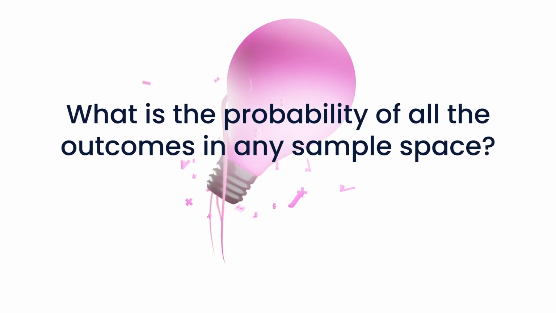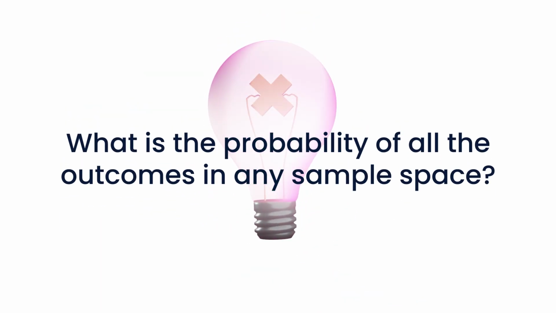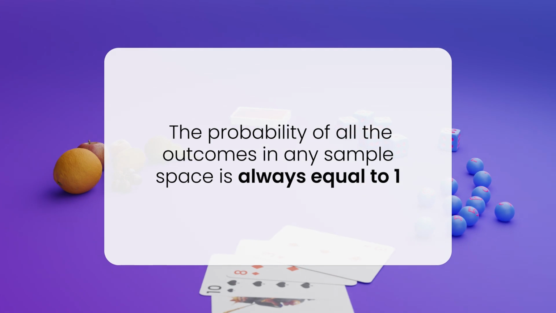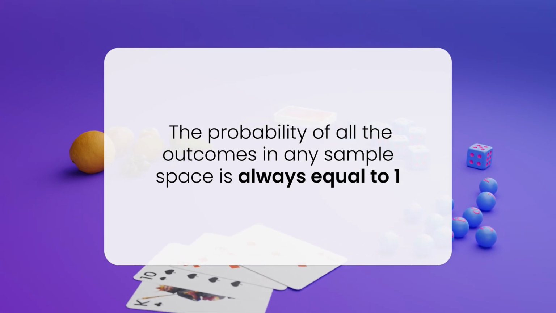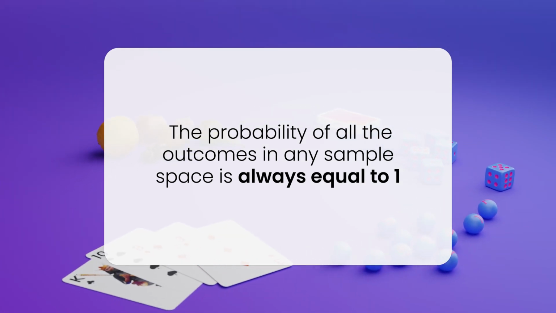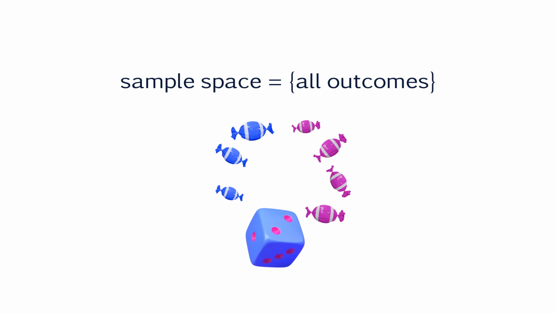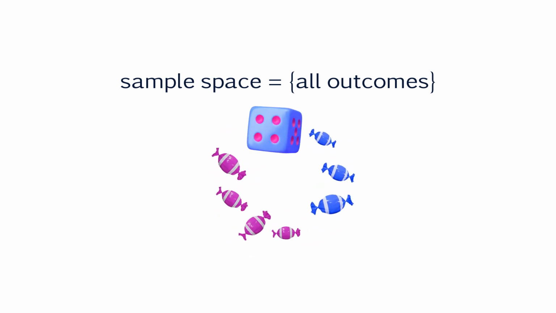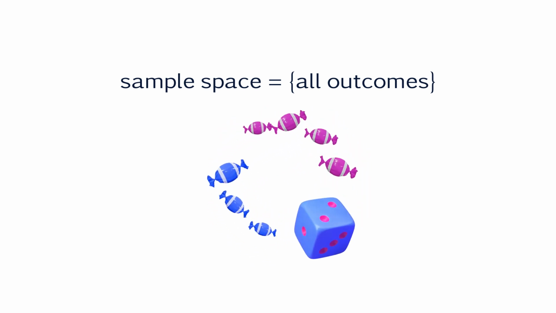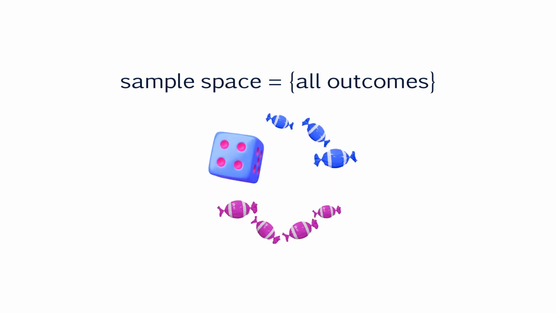What is the probability of all the outcomes in any sample space? The probability of all the outcomes in any sample space is always equal to 1. Why is that? Because the sample space consists of all possible outcomes. So, one of the outcomes will happen when the experiment is carried out.